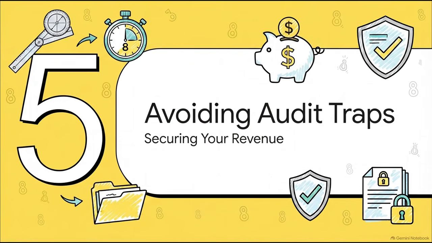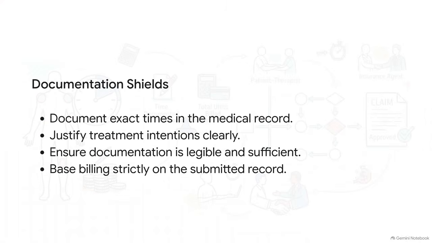Section 5. Avoiding audit traps. Securing your revenue. So the crucial point you should take away from this explainer is compliance. And these 4 bullets are your absolute best friends. First, document exact times in the medical record. Approximate times just don't fly. Reviewers want to see exact start and stop times or exact minute counts per modality.